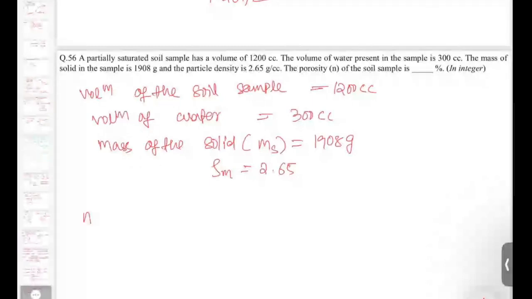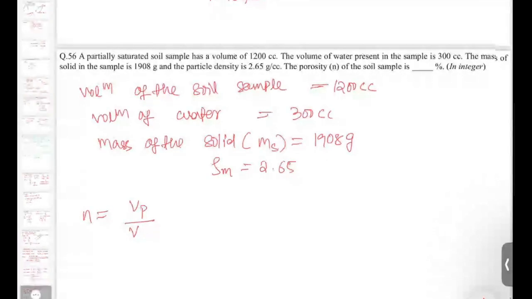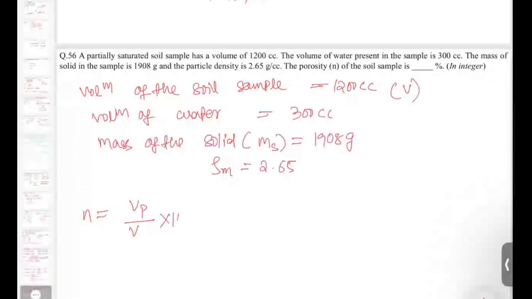Okay, so porosity means the volume of pore spaces divided by the total volume. So you just have to find what is the volume of pore spaces, because this is the total volume that is given. Obviously you have to convert it into percentage. So the first thing you need to find by using this density is the volume of these particles. So you have to find out by the formula, that is volume is equal to mass by density.